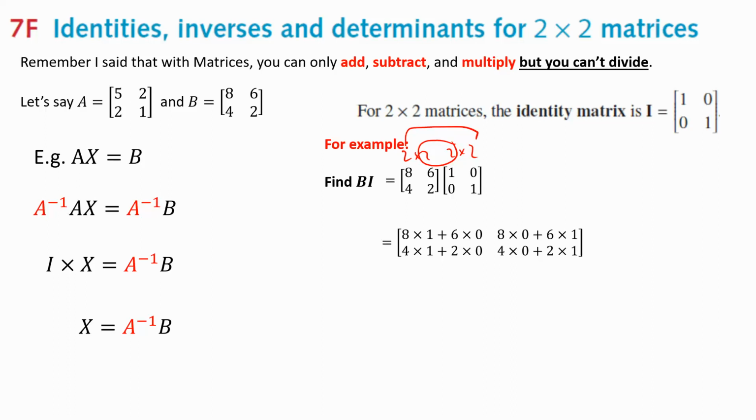If we follow that pattern, those zeros are nice because 6 times 0 will cancel out, 2 times 0 will cancel out, 8 times 0 will cancel out, 4 times 0 will cancel out, and what you end up with is 8, 6, 4, 2, which is exactly the same as B. And that's what we wanted. We wanted something times x that doesn't change x. So B times I still is B. And that's beautiful.